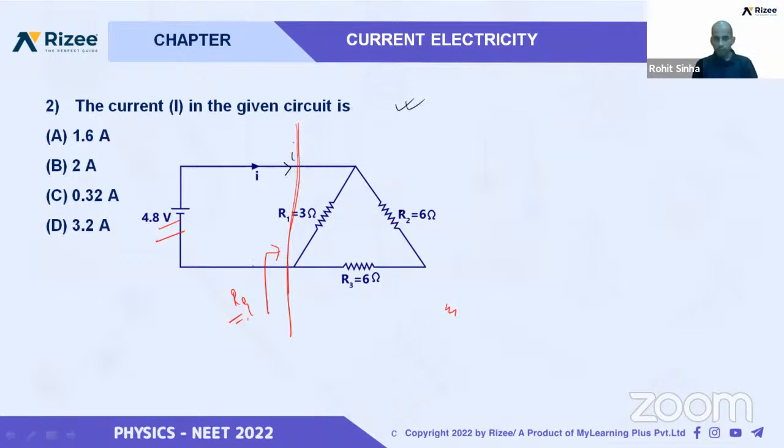How do we take the equivalent? We know these two are in series, that means 12. This 12 and this 3 are in parallel. So we do parallel: 3 into 12 by 15. We will get 5 as the value of R equivalent. Now, when we are talking about current, it will be V by R. V is 4.8 and R is 12 by 5, and we will get 2 ampere current. Good.